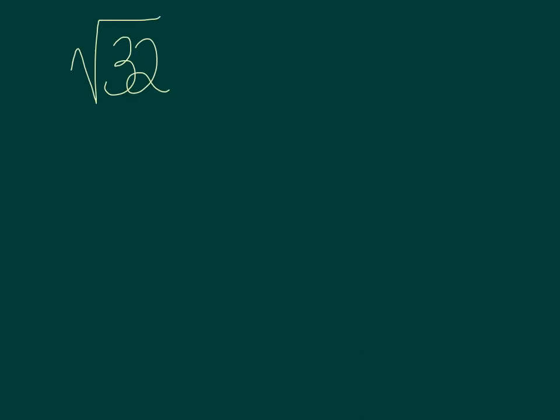Let's do one last example to make sure you're getting this. So I'm going to look at the square root of 32. And I'm thinking, are there any perfect squares that go into 32, that are factors of 32? The first one that comes to my mind would be 4. Maybe you can think of a different one, but let's just go with the 4.